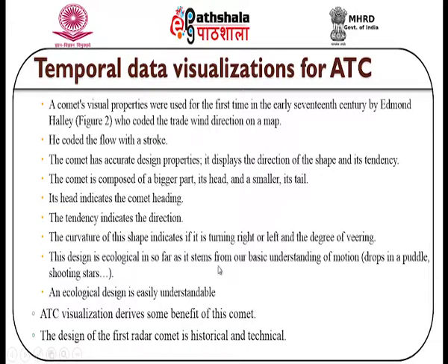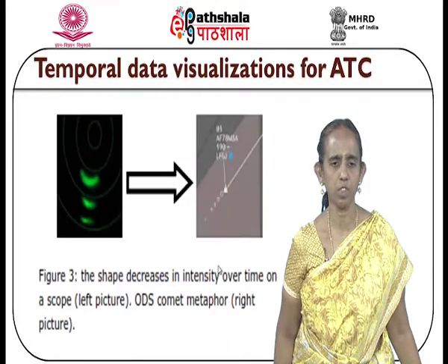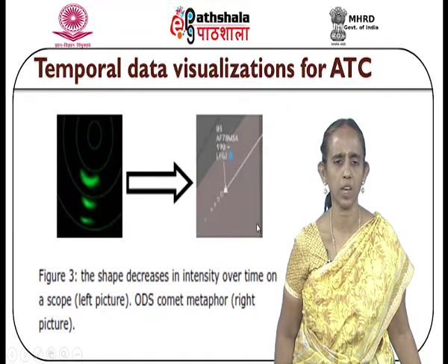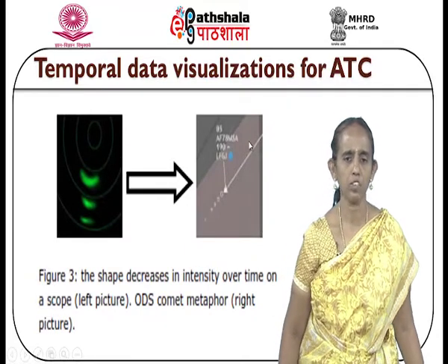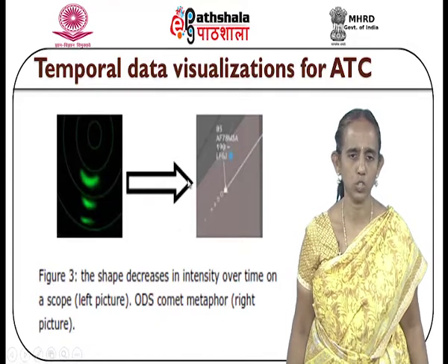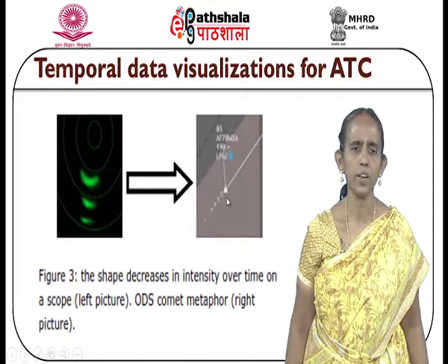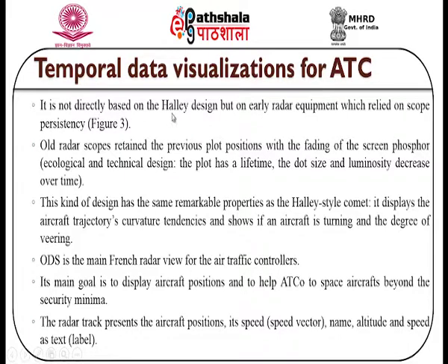So this kind of air traffic control visualization derives some benefit from this comet, and the design of the first radar comet is historical and technical in nature. So this is the figure that shows that the shape decreases in intensity over time on a scope. This is a comet metaphor which is being shown on the right hand side. So it is not directly based on Halley's design, but on early radar equipment which relied on scope persistency.